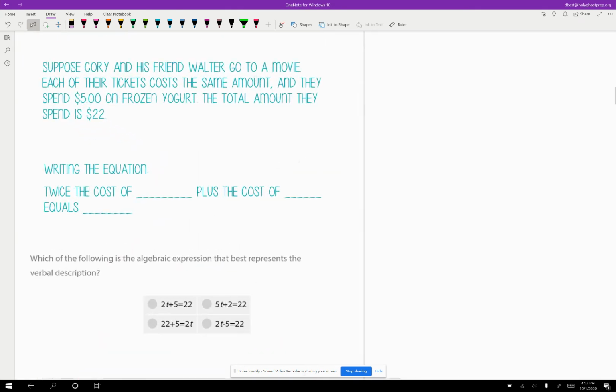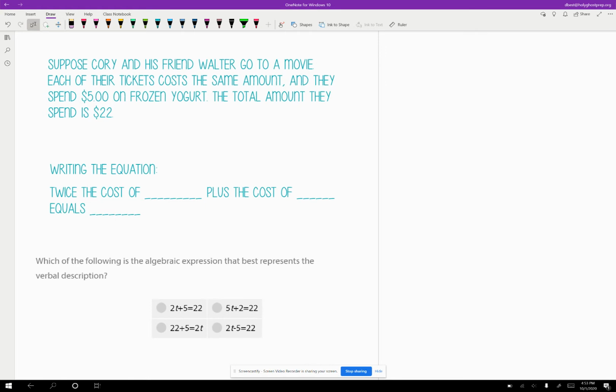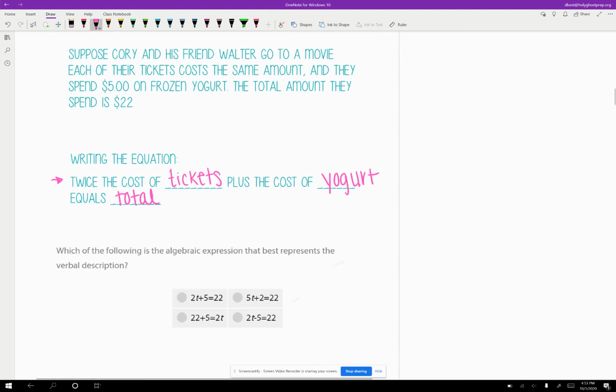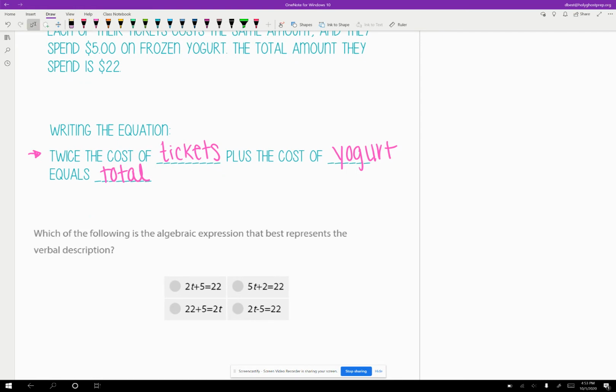So I'm just giving myself some more room here. I'm going to translate this sentence into kind of a verbal description. So twice the cost of the tickets, right? We bought 2 tickets, plus the cost of yogurt, or their frozen yogurt, equals the total. So now which of our equations here represents that verbal description?